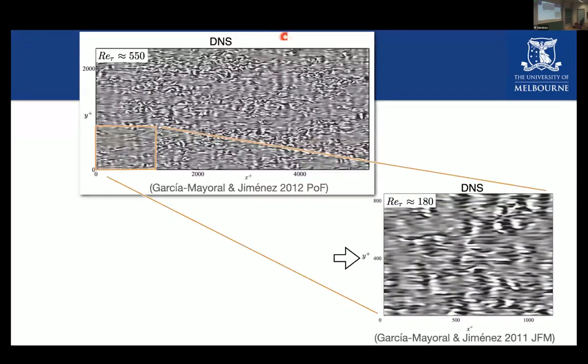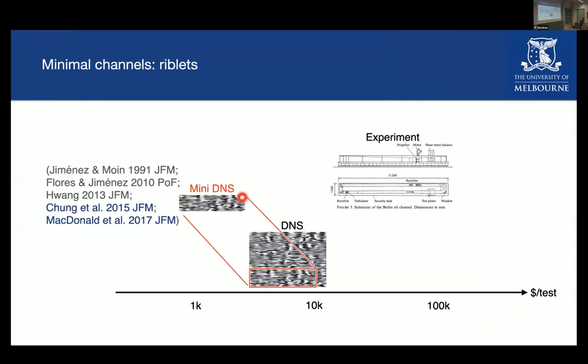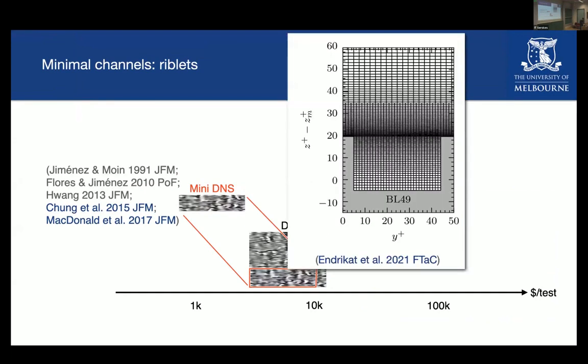But if you look at the DNS performed by Ricardo at higher Reynolds numbers, you see that these rollers scale with viscous units. And so that's when, at the time, we thought it would be a good idea to perform simulations in these minimal channels. Because they're minimal, they're more cost effective, and they allow us to test more riblet shapes.